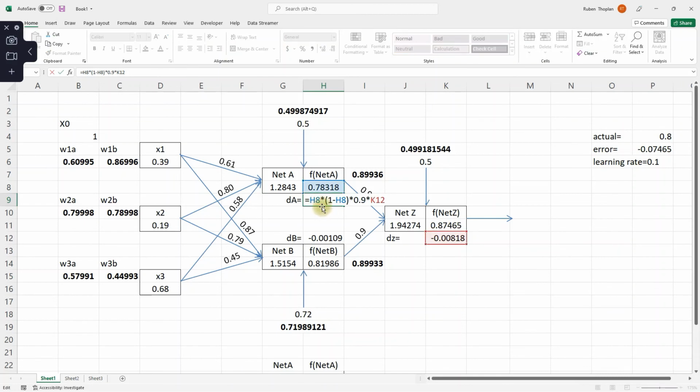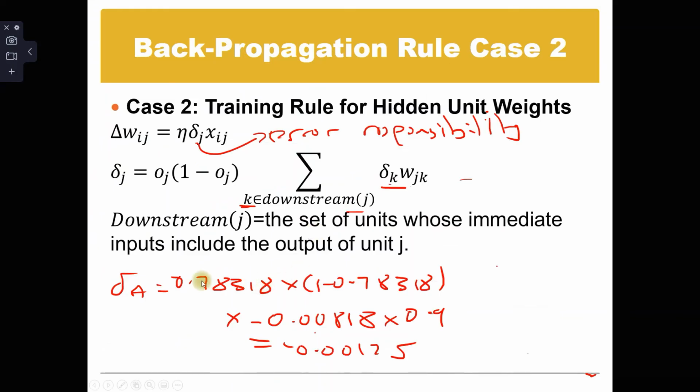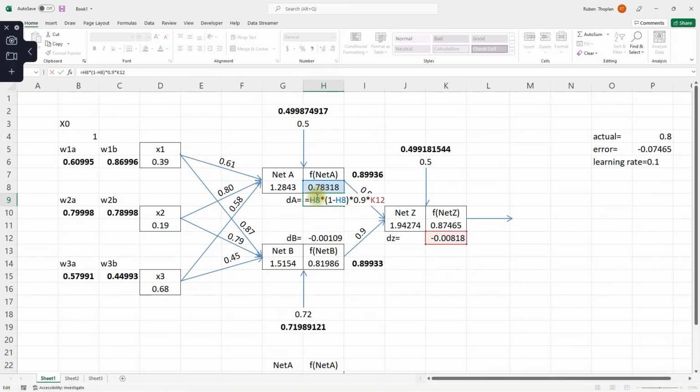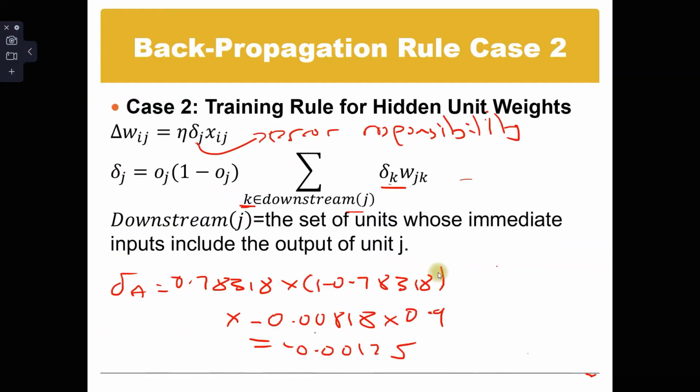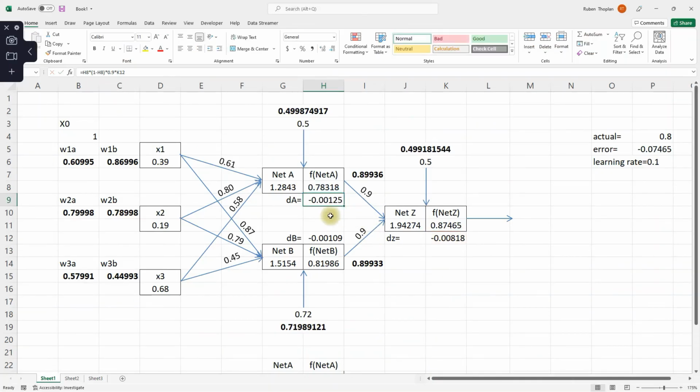So you have 0.78318 multiplied by 1 minus 0.78318. So H8, which is 0.78318, multiplied by 1 minus this, multiplied by 0.9, the weight downstream, multiplied by delta Z. Delta Z is negative 0.0818. This is what we got by this value, negative 0.00125.